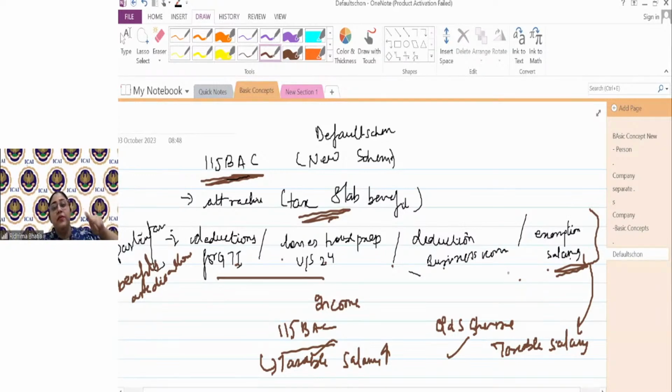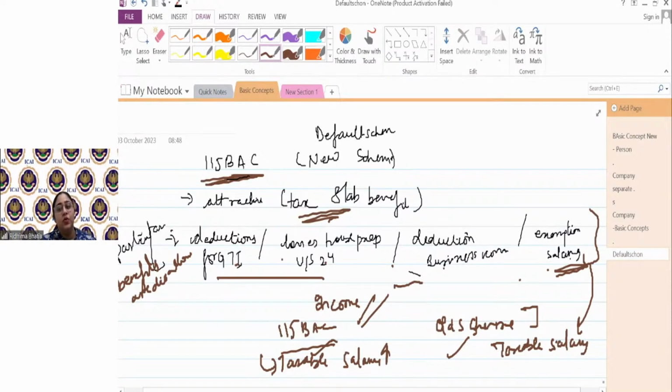Now, by giving up these benefits, what will happen? It might happen that your taxable income might increase. So the taxable income here would be comparatively higher because these benefits are not given, versus the taxable income under the old scheme. But since the tax rates are attractive here, it might happen that 115BAC is a better option, or it might happen that 115BAC may not be a better option. Why so? Because some benefits are taken from you.